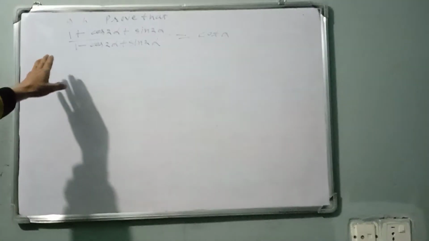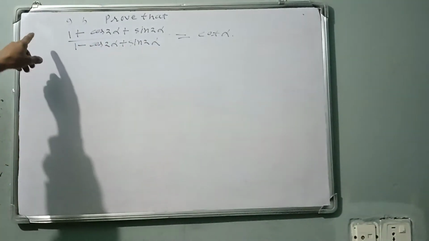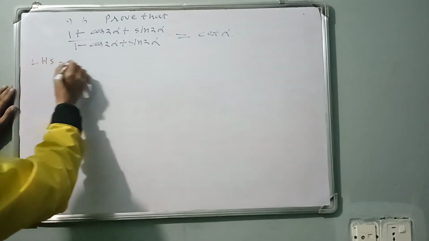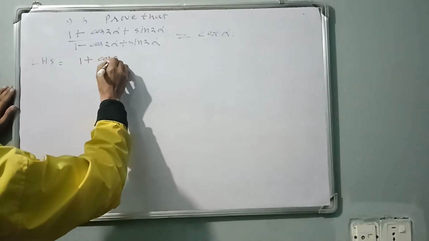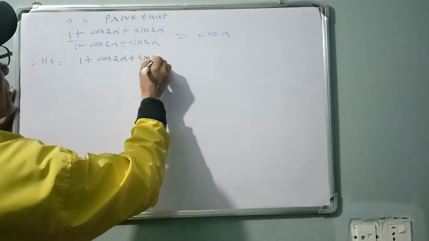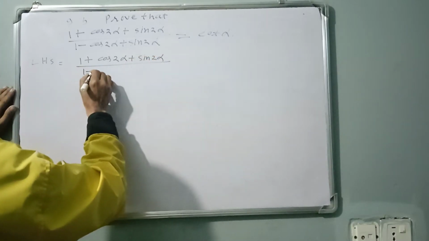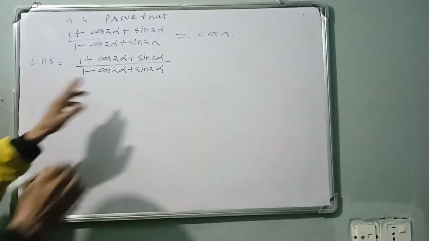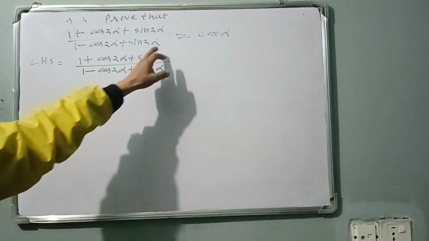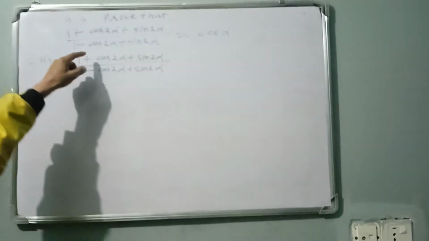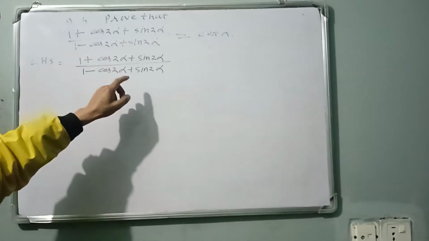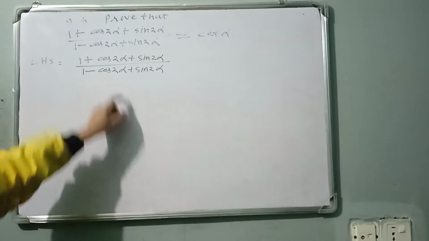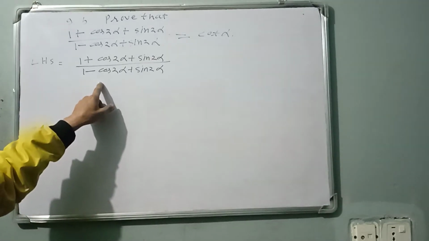If the question is wrong, you have to check the answer. Left hand side is 1 plus cos twice alpha plus sin twice alpha upon 1 minus cos twice alpha plus sin twice alpha. See, cos twice alpha two times, sin 2 alpha formula. For the numerator, cos 2 alpha is 2 cos square alpha minus 1. For the denominator, cos 2 alpha is 1 minus 2 sin square alpha.